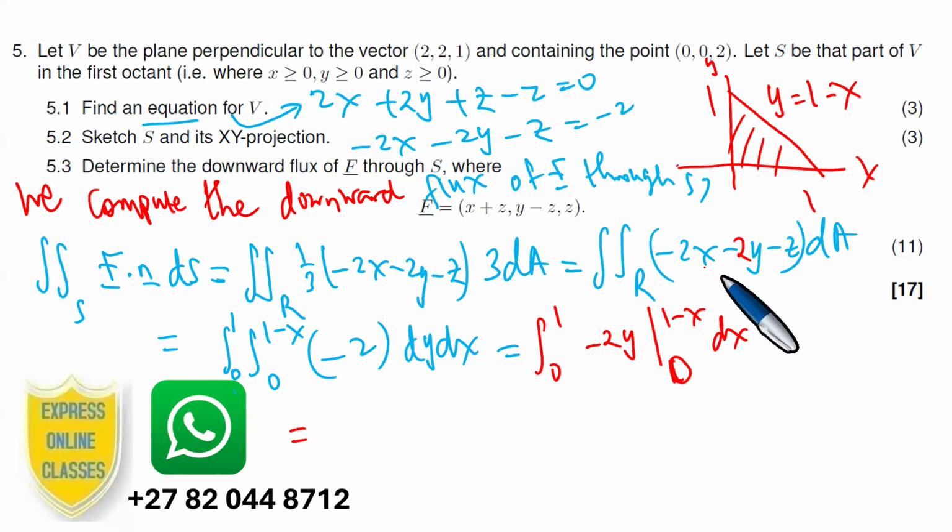Now we want to simplify the integrand here. To simplify, the 2x, the 2y, and the z we can move across the equal sign, so each becomes negative. So minus 2x minus 2y minus z is equal to negative 2, according to the equation of the plane in 5.1.